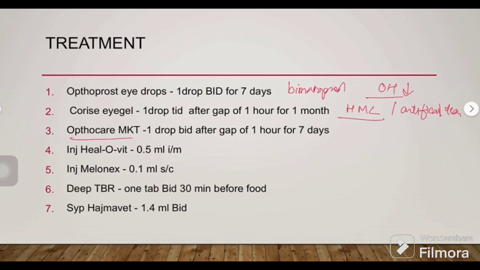We prescribed a multivitamin injection, Helovit, 0.5 ml IM, and also we gave injection Melonex 0.1 ml subcutaneous. We advised a Deep TBI tablet, which consists of trypsin, bromelain, and rutoside, which reduces the inflammation. And we also advised a syrup Hachmavet, which consists of an Ayurvedic anti-flatulent medicine.